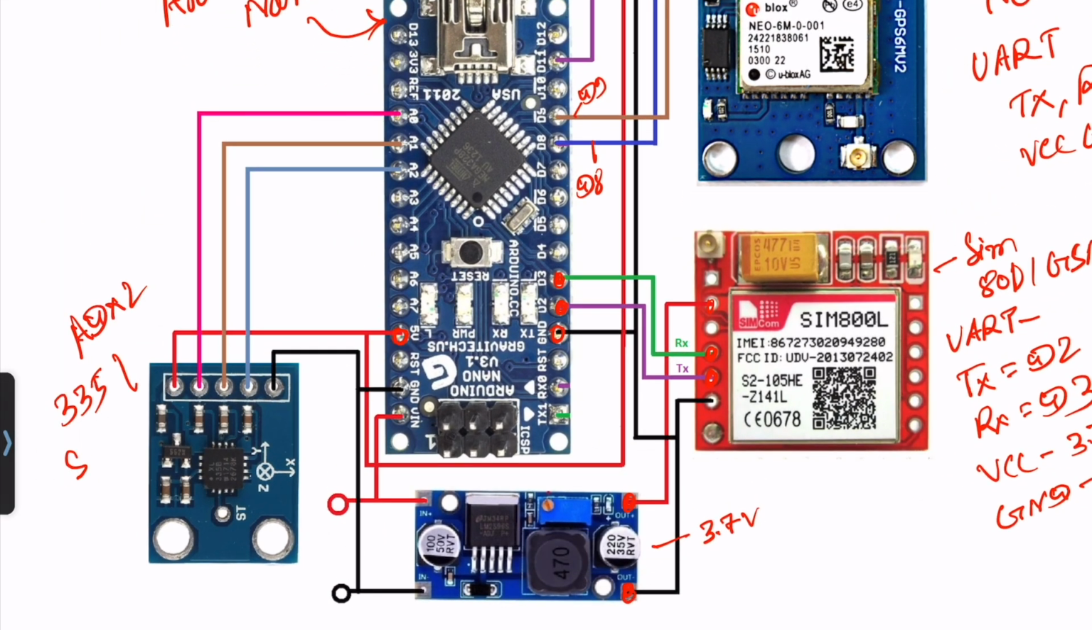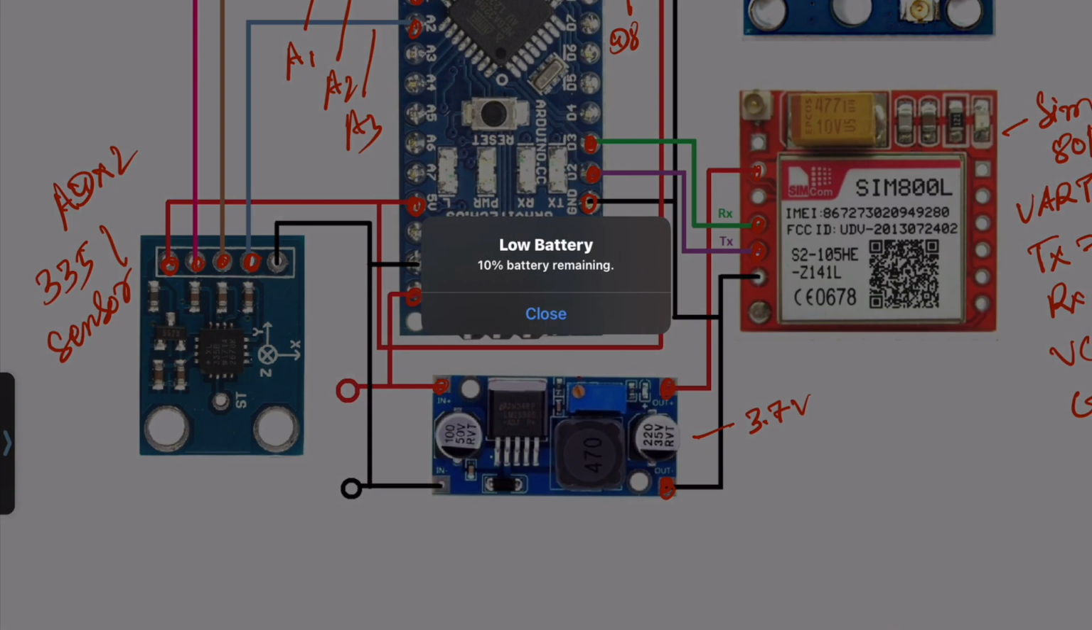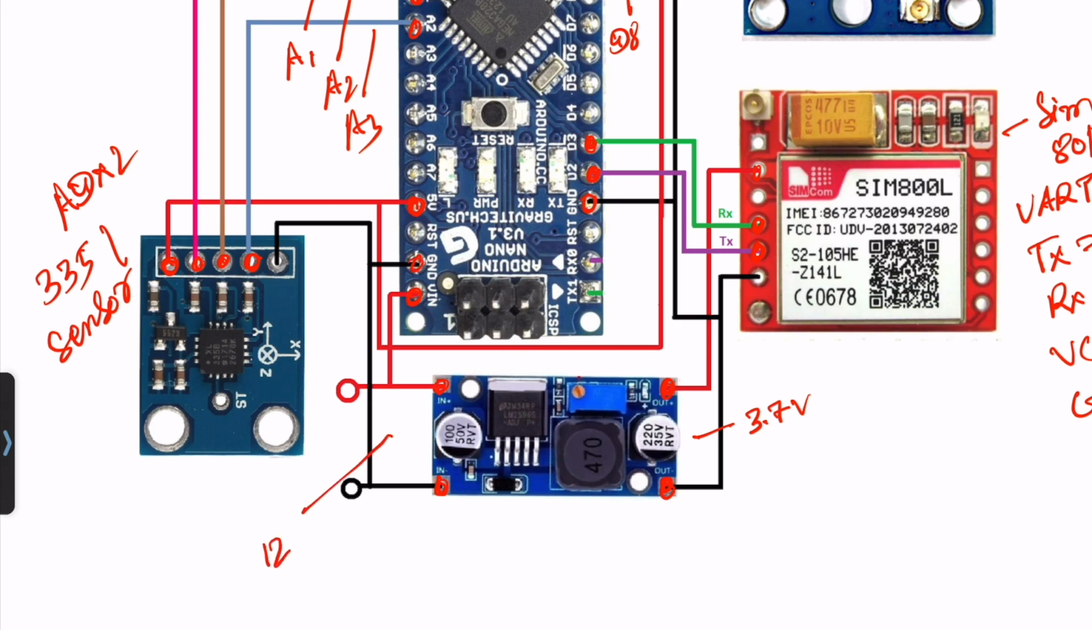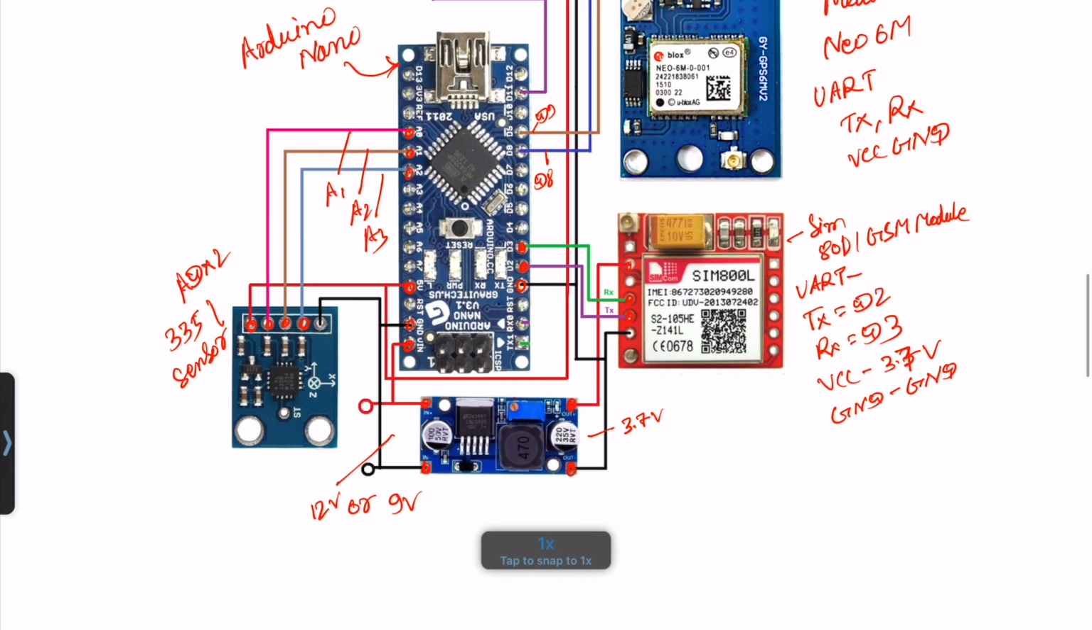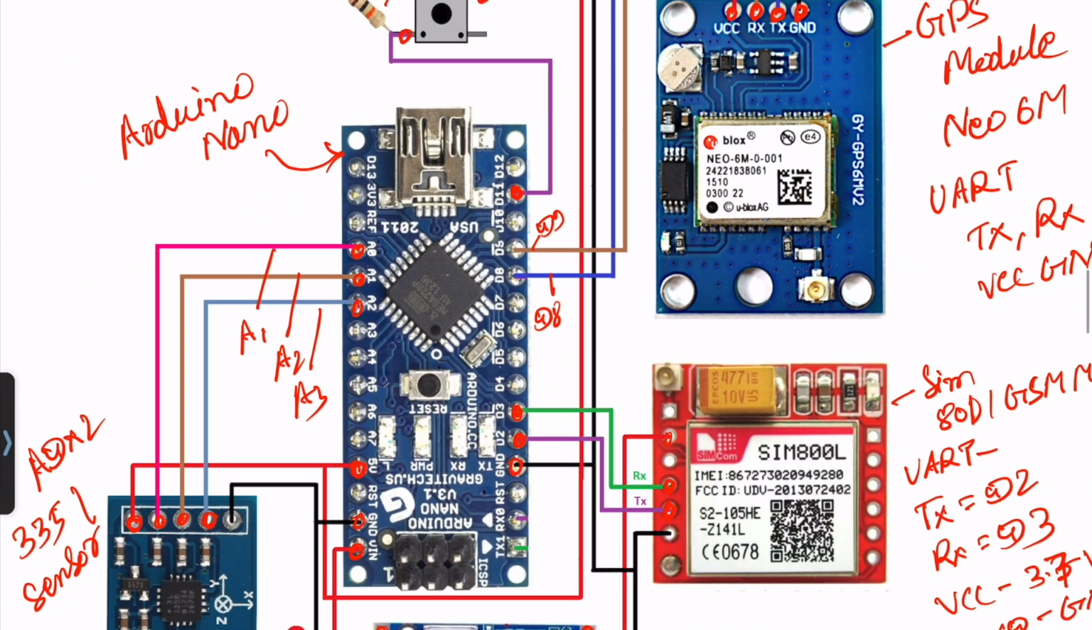This one is the ADXL335 sensor, and it is connected to pins A1, A2 and A3, VCC and ground. On the input side of this LM2596 converter, you attach a 12 volt or 9 volt supply. On the top side, I use one push button and a 10k resistor, and the push button will be connected to pin D11. This one is the final circuit diagram of this project.